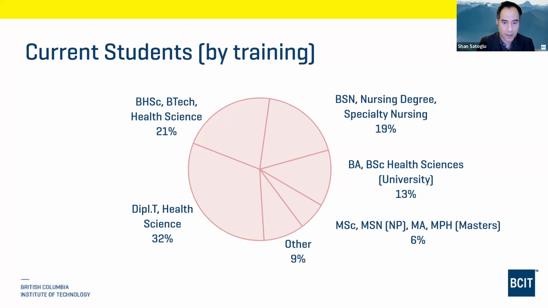On the right side of the pie chart, you'll see some of the professional degrees: BSN in nursing, also specialty nursing, and then graduate level, people who are trained at the graduate level, so MSc, MSN, nurse practitioner, MA, MPH, and so on. So quite a mix of academic preparation in our program. Later on, I'll speak about entrance requirements. But this gives you a sense of, if you look around the virtual room, who's in the class.